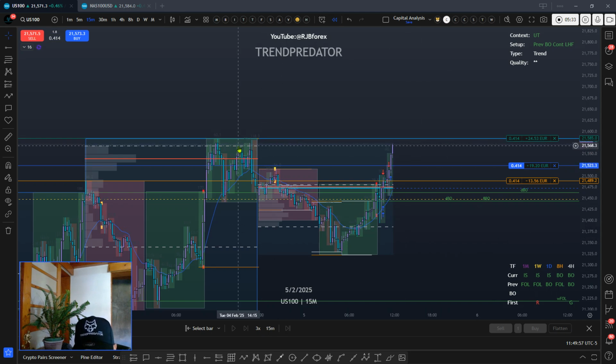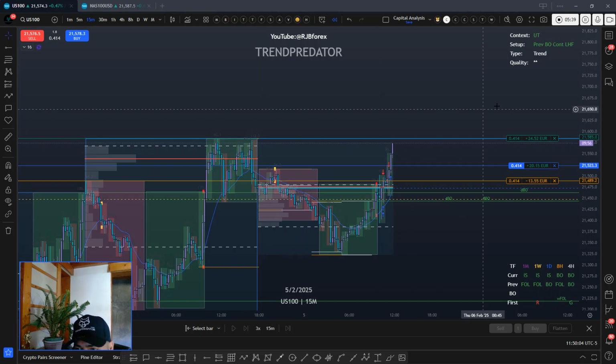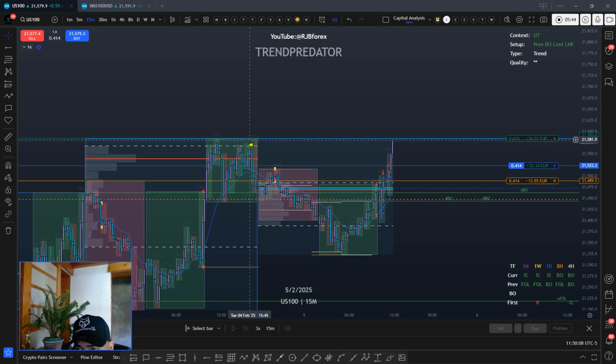Coming into the value area high, taking some money off, and I'm going to 10 with that now, and managing the trade accordingly as we come up to the previous day's highs as the main target.